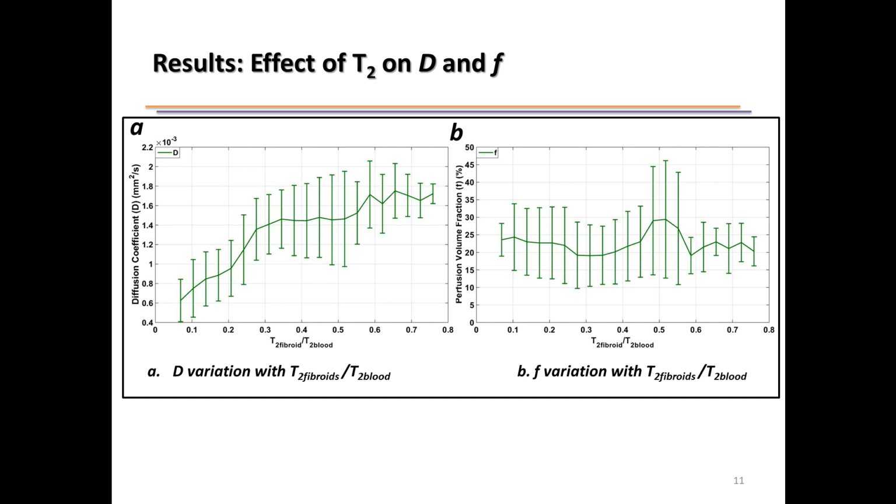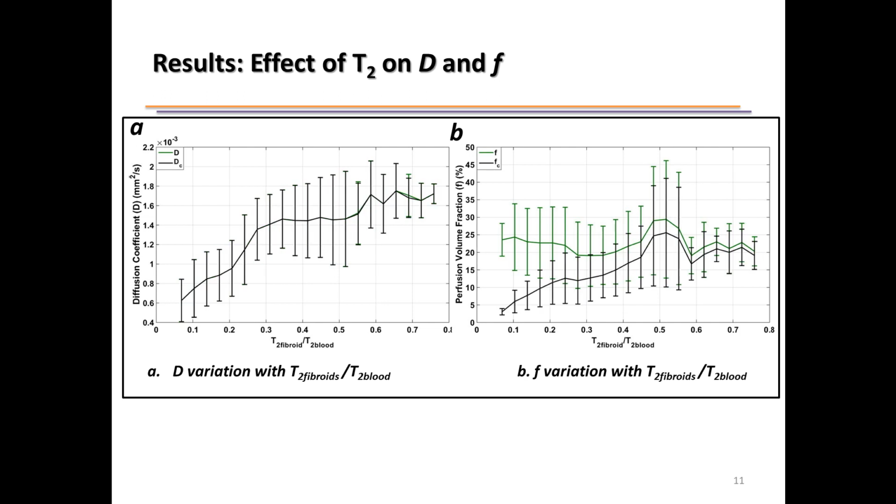We also found there is a relationship between T2 of the fibroids and the diffusion and the perfusion. We created a histogram of T2 values from 41 fibroids, with each bin spanning a 10 millisecond interval. The mean and standard deviation of D, DC, F, and FC values of the pixels within each bin were also calculated. In both figures, the green curves show the uncorrected IVIM model's variation with T2 value of fibroids, and the black curves show the variation of the corrected parameters.